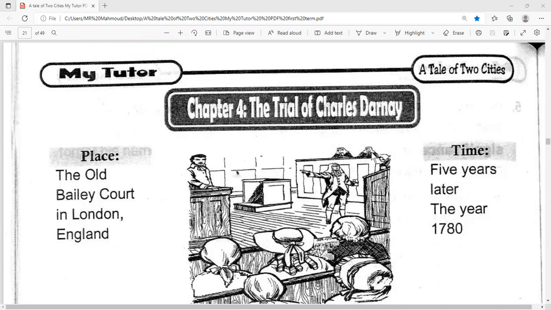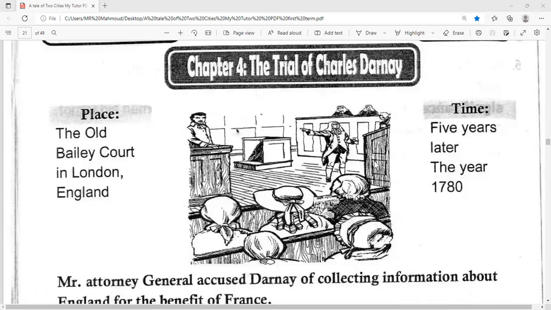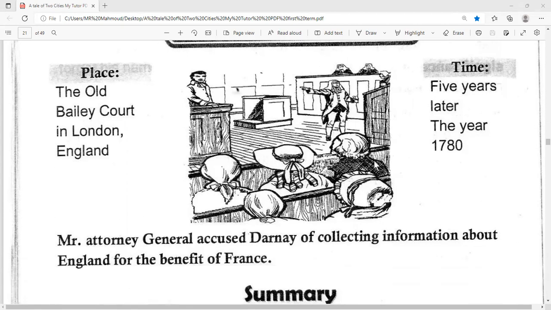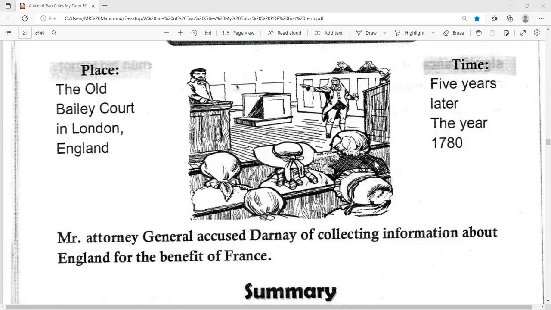Today, inshallah, we will have a new chapter from A Tale of Two Cities by Charles Dickens. The story for Prep 3 and Our Sons Abroad. The title of the chapter is The Trial of Charles Darnley. Time, 5 years later, this year, 1780. Place, the Old Bailey Court in London, England.